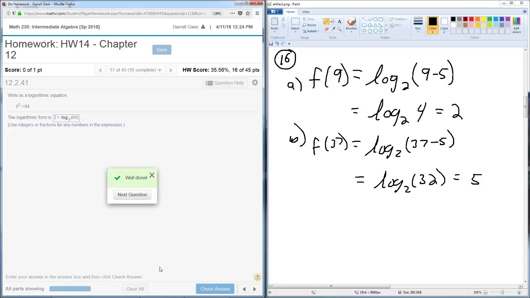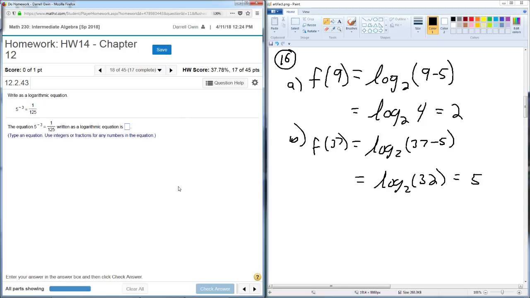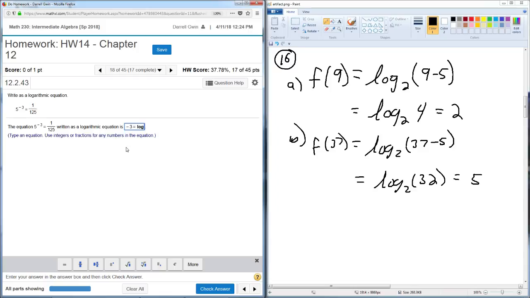Check your answer. Yay, we got it. I'll just do this one really quick. What's the exponent? Negative 3 equals log. What's the base? 5 of 125. The only thing I didn't use is 1 over 125.